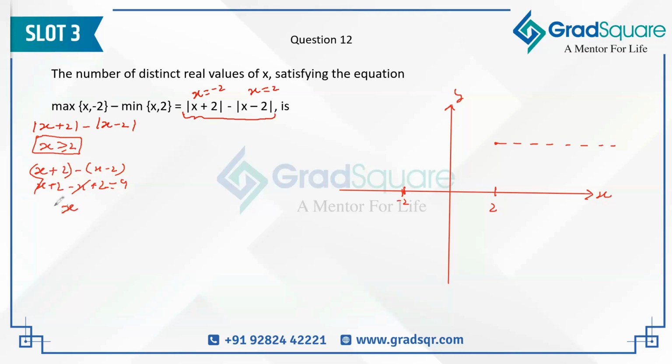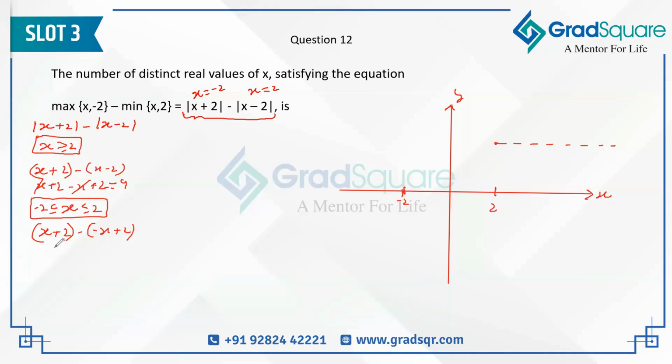Now look at the second region, x lying between minus 2 to 2. Minus 2 to 2 is what we are looking at. If I look at minus 2 to 2, then x plus 2 for any value of x greater than minus 2 is going to be positive. So I'm going to write x plus 2 over here. And then x minus 2, because the value of x is less than 2, will turn out to be negative. So I'm going to make it negative once I drop the modulus. So this is going to become what? Minus x plus 2.